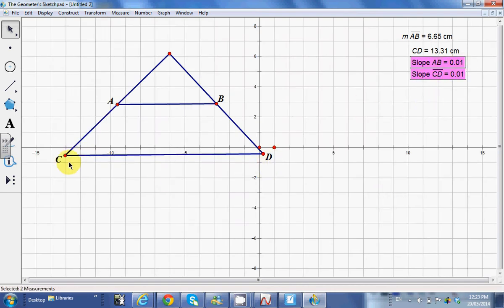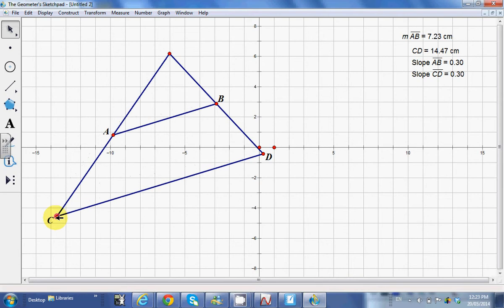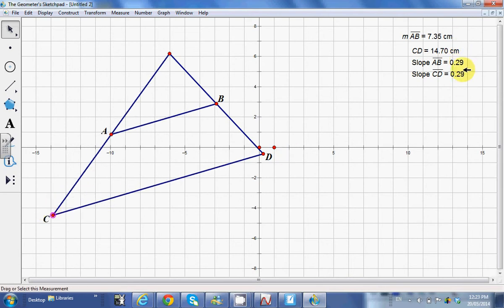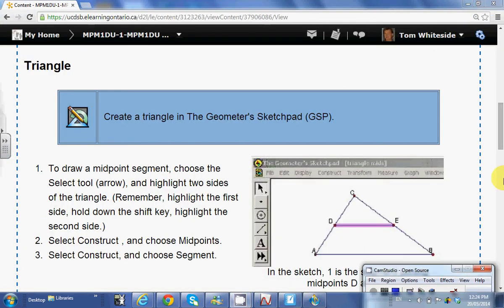Now if I drag C, notice the numbers are all changing, but the slopes obviously are staying the same. And you notice 7.35 times 2 is 14.70. So that's what we were looking at in this exercise. So let me just flip back to our notes.